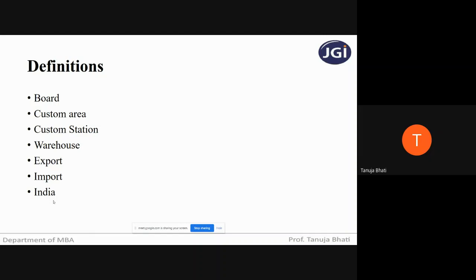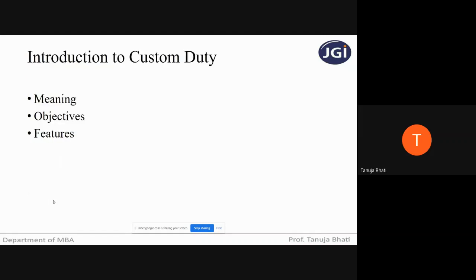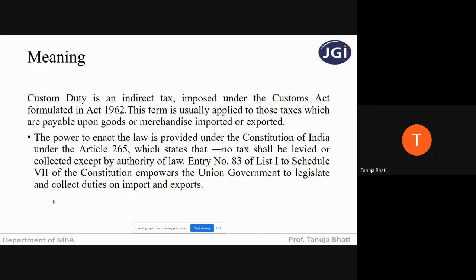Now let us move ahead to have a brief introduction to customs duty. Under the introduction to customs duty, we will be seeing the meaning of customs duty, the objectives of customs duty, and the features of customs duty. Let us understand the meaning. Customs duty is an indirect tax that is imposed under the Customs Act formulated in 1962.